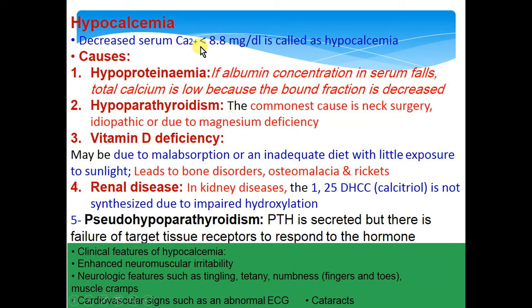Hypocalcemia: decreased serum calcium below 8.8 mg per deciliter is called hypocalcemia. The first cause is hypoproteinemia. Why? Because, as we said, calcium exists in the forms of ionized calcium, either free or bound to albumin, or in complexes such as calcium carbonate and calcium phosphate. If we have hypoproteinemia, the albumin concentration falls, and total calcium is low because the bound fraction is decreased.